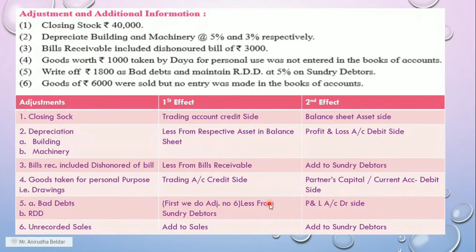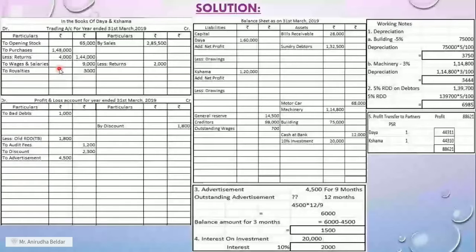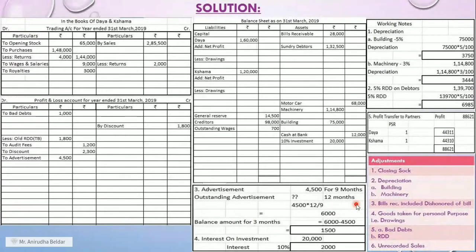Now, I have transferred all the items, then we will solve the adjustments. Likewise, I have transferred all the items over here, along with the adjustment working. Now see what the adjustments are: closing stock, depreciation, bills receivable dishonor, goods taken for personal use, unrecorded sales, and then bad debts and RDD. Now we'll do them one by one. First, we'll do closing stock.